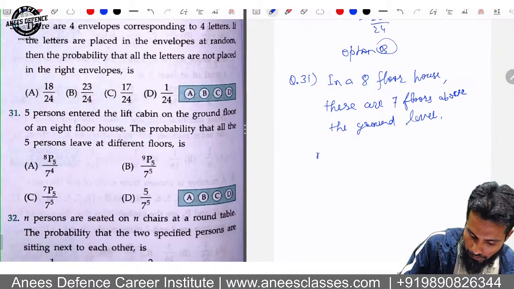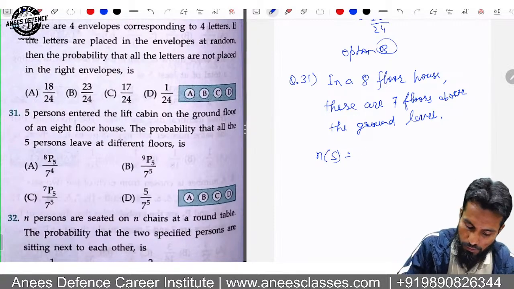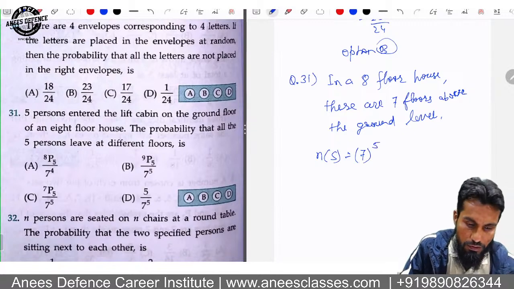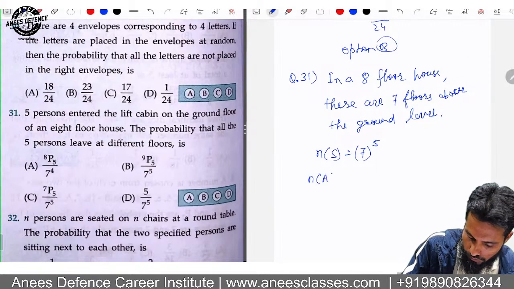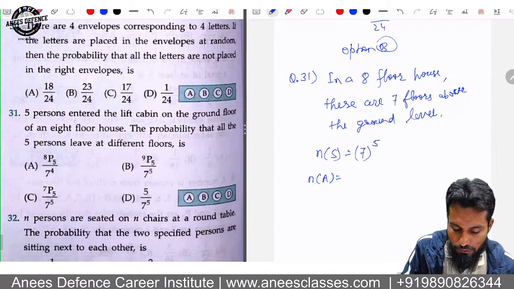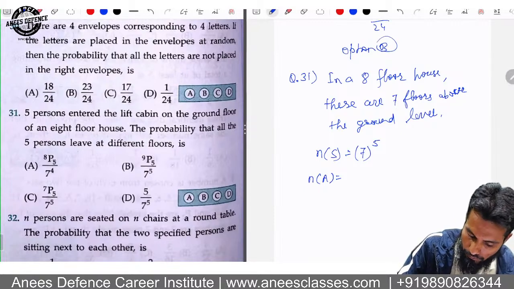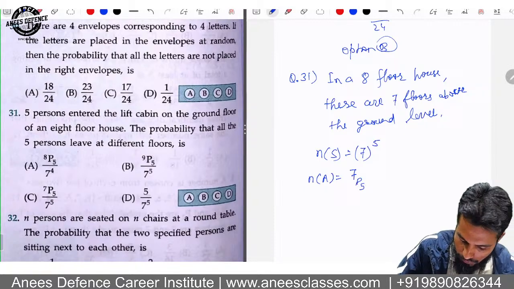So what will be the sample space now? Each person has the possibility of coming out from any of the 7 floors. So 7 into 7 into 7, and 5 persons are there, so 7 raised to 5. Fine. Now, according to the question, they should come out through different floors. So what is the possibility for that? So 7 out of 7, you have to take any of the 5 for those 5 persons.